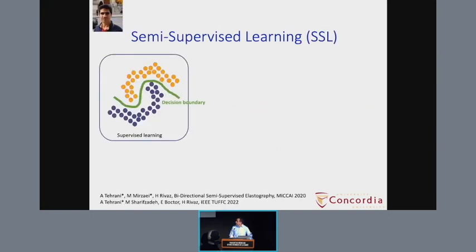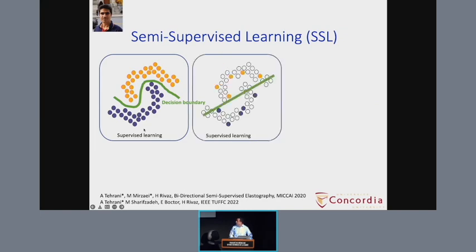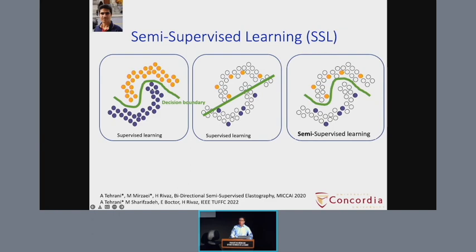To see what we did, let's first talk about semi-supervised learning. In supervised learning, in a rosy world where we have lots of labeled training data, we can draw a nice decision boundary between the two classes. But here we have only a few labeled data, and we see that if we only use those labeled training data, the decision boundary that we draw is not as nice as if we had many more training data. So in semi-supervised learning, we leverage the unlabeled data to draw the optimal decision boundary between the classes.